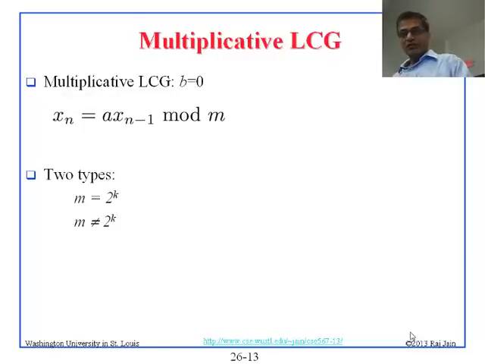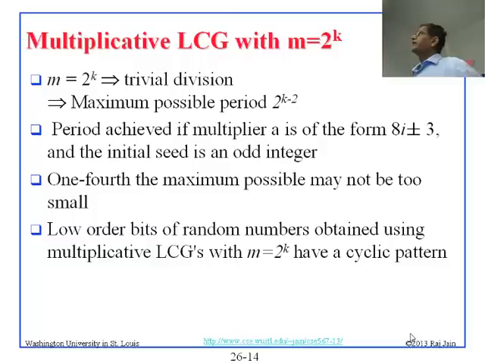All right, so now you know what the LCGs look like, and these are real LCGs which you might use in your computers. A special case is the multiplicative one. In the multiplicative one, B is zero, and the formula is this. In this case, there are two different cases: one is that m is a power of 2, and the other is that m is not a power of 2. If m is a power of 2, then the maximum possible period for a multiplicative LCG is 2 raised to k minus 2.